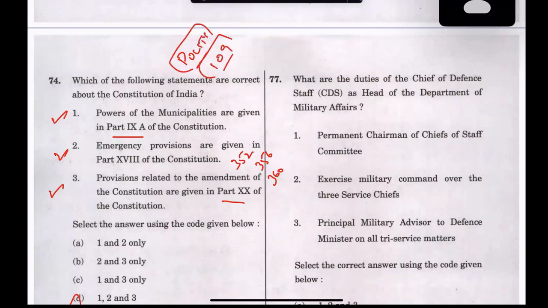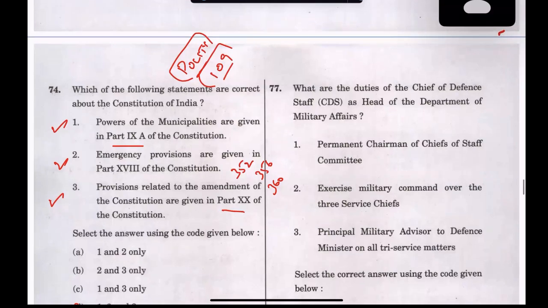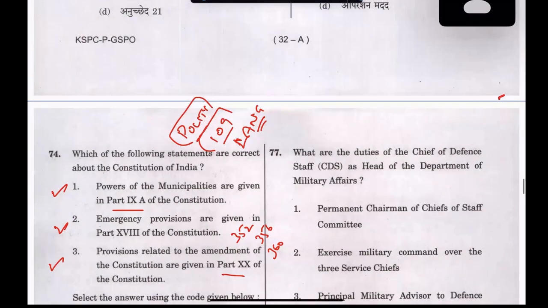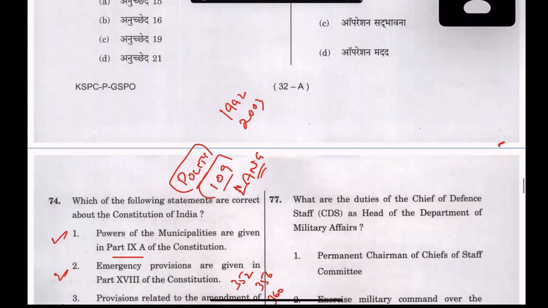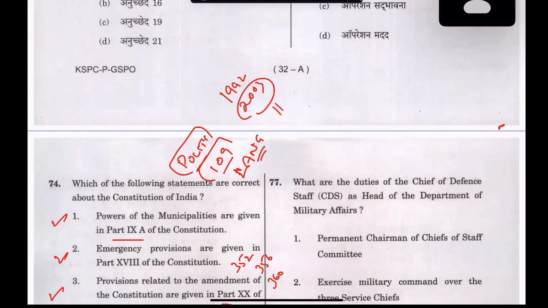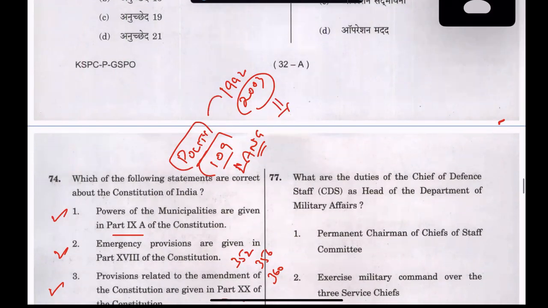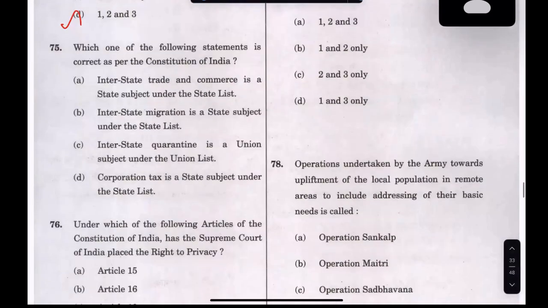So Article 109, they are asking about the part, and the languages included in this. Three or four amendments have been made, 1992, 2003, some amendment is there. This is where Maithili was included. So look at how they are asking questions, and prepare accordingly.